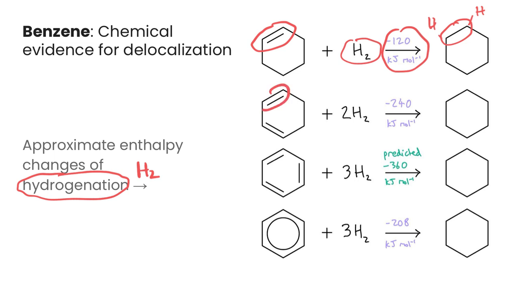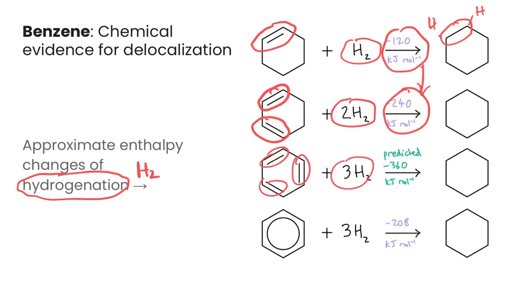If we were to take a look at a ring structure that has two double bonds and we add 2 moles of hydrogen, that's going to take 240 kilojoules per mole. So essentially it's double the first reaction because we're doing this reaction twice. Now, if we were to then take benzene and predict adding 3 hydrogens, so breaking those 3 double bonds, we would predict it to take 360 kilojoules per mole. However, when we actually measure this, it only takes 208 kilojoules per mole.